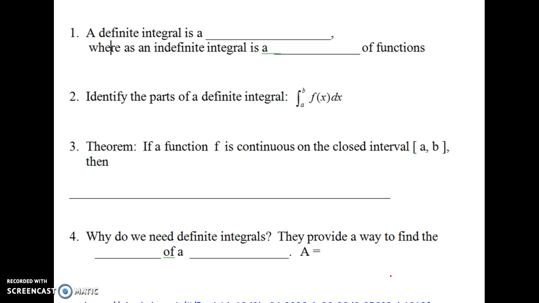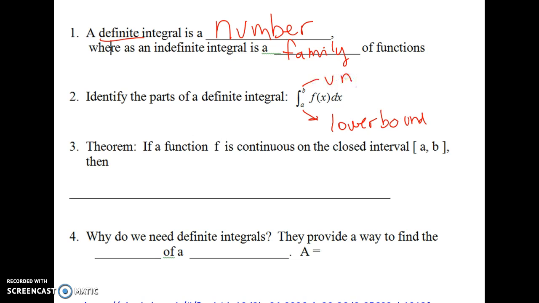A definite integral is a number. Okay, we're going to actually find an answer now, not just an expression, whereas an indefinite integral is a family of functions. So the a here on the integral symbol is going to be the lower bound, and the b will be the upper bound. The theorem states if a function f is continuous and closed on the interval from a to b, then f is integrable on a to b.